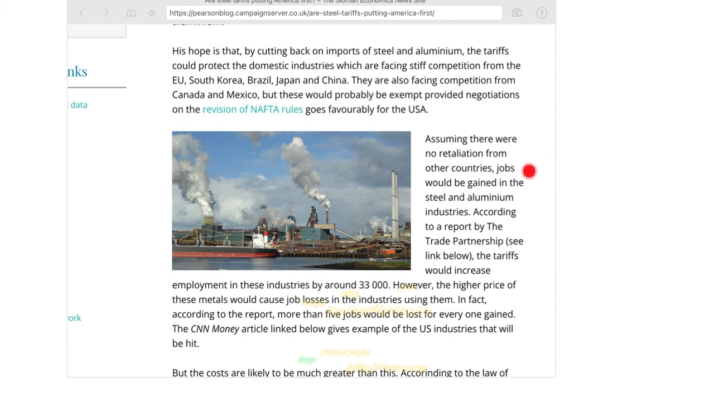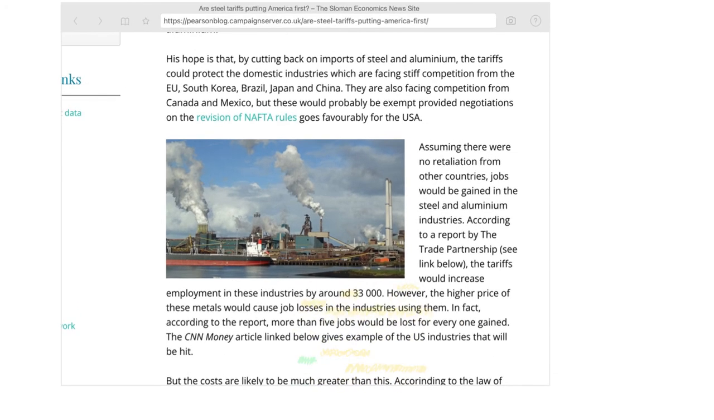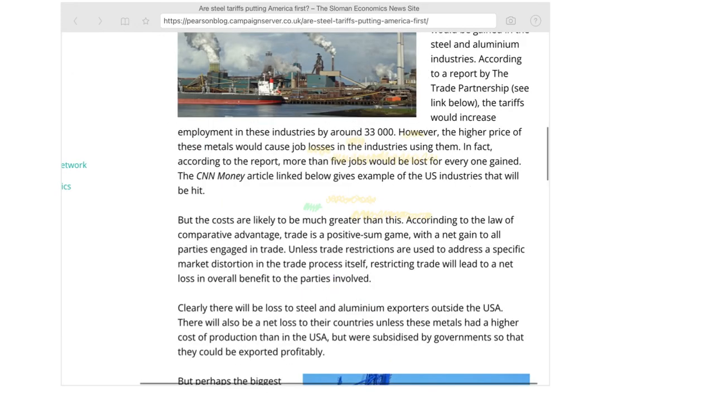Assuming there's no retaliation from other countries, jobs would be gained in the steel and aluminium industry. According to a report by the Trade Partnership, the tariffs would increase employment in these industries by 33,000 new jobs. However, the higher price of these metals caused job losses in the industries using them. And this is such an easy quote and a really good context. According to this report, more than 5 jobs are lost for every one gained. Okay, so it's a really important evaluation of job creation that is meant to come through the tariffs.